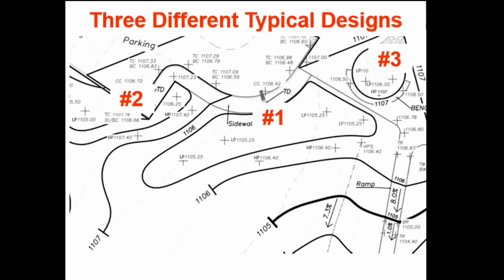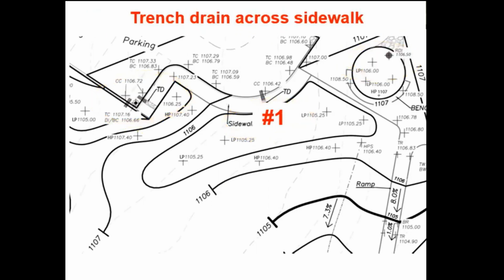area. So now we want to talk about three typical designs that you're going to be using, three typical systems that you're probably going to need to understand how they work in order to complete this exercise. So our first one is a trench drain that runs across the sidewalk. This basically is the same as a long curb cut, if you will. So if you have a curb cut and you want to get it through a curb, that's one thing. But if you've got a sidewalk, you need that longer distance.